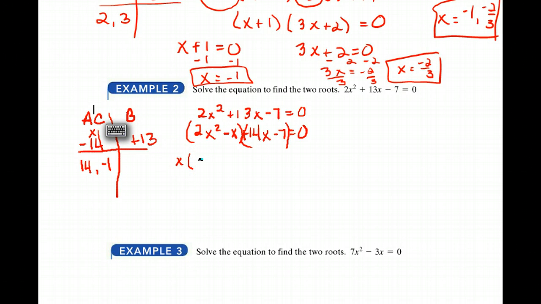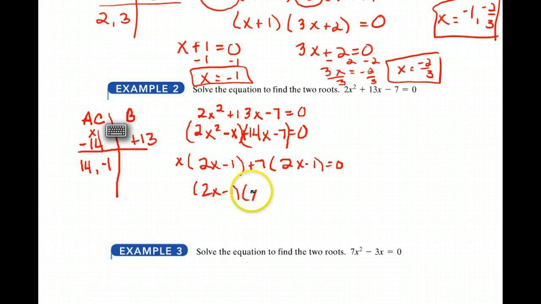And we are left with 2x minus 1. My second group, I have 14x minus 7. My GCF here is 7. When I remove it, I'm left with 2x minus 1. I'm going to bring down my group of 2x minus 1. My second group will be x plus 7, and it still equals 0. At this point, we can use the zero product property to split apart our factors and set them equal to 0. So 2x minus 1 could have equaled 0, and x plus 7 could have equaled 0.